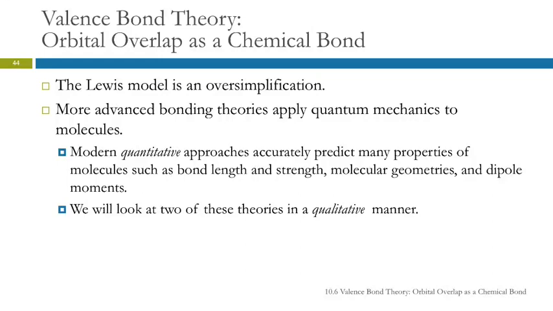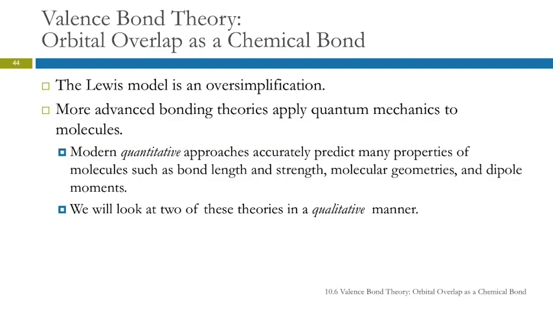Valence bond theory. I think we've seen that the Lewis model, although it's user-friendly, is an oversimplification. There are some things it can't handle. It can't handle resonance structures. It doesn't do well with expanded and incomplete octets. It's like, hey, wait a minute, what's up with those? So to get to a more advanced bonding theory, we use quantum mechanics.